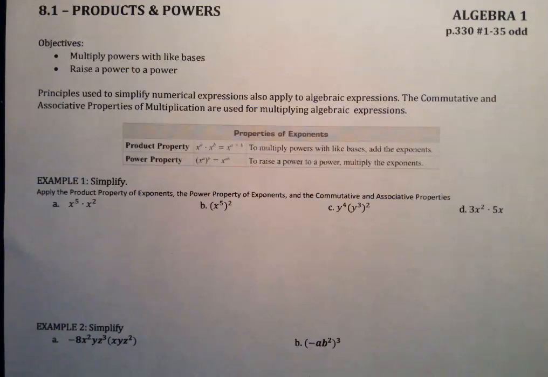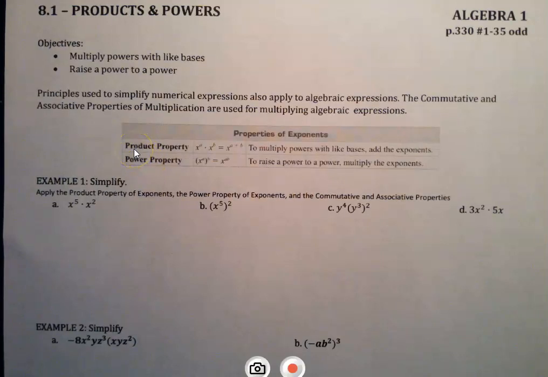So principles are used to simplify numerical expressions. The same principles also apply to algebraic expressions, okay? Because before we just did like example 1. Now we're going to move it a little more complex. The commutative and associative properties of multiplication are used for multiplying algebraic expressions. So we have the product property and the power product property.